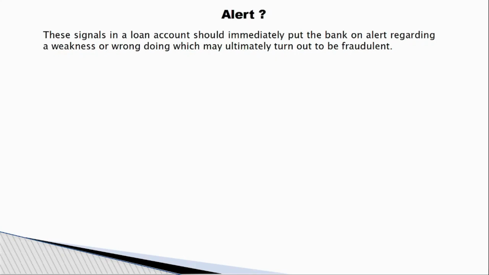So what are the alerts? The bank should be immediately put on alert regarding weakness and wrongdoing, which may ultimately turn out to be fraud. The account should be in an alarm stage, so that no new loan will be given to the customer. We have to put an alarm on that account, as some suspicious fraudulent activity may or may not happen there.